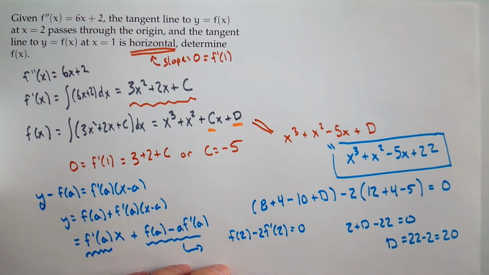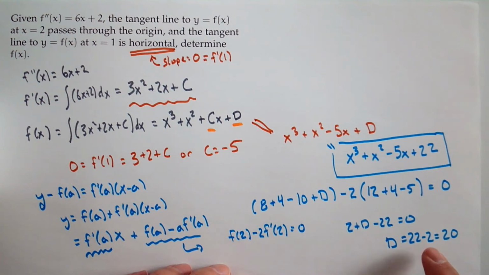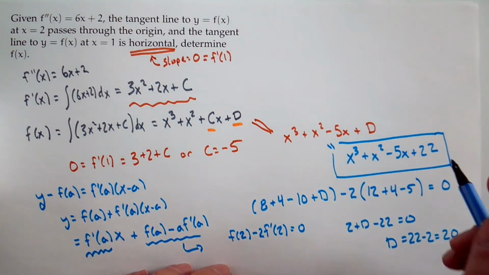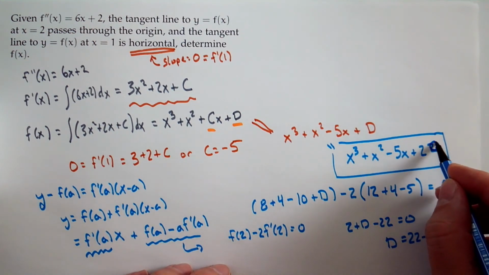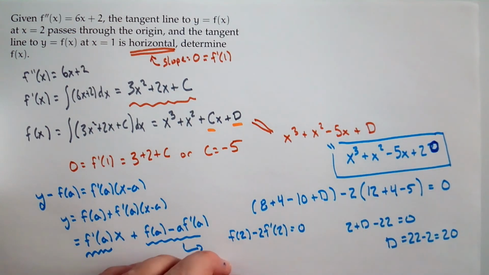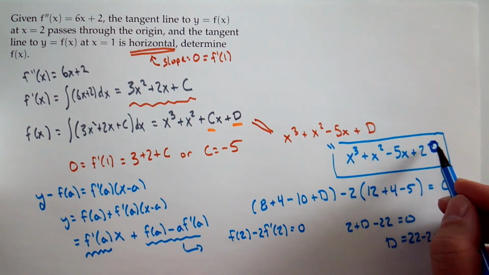Hey guys, oh, I can't believe it. A transcription error. We did get 22 showing up, but it's 22 minus 2, which is 20. So D is 20, not 22. Oh, all right, easy enough to fix. And there we go.